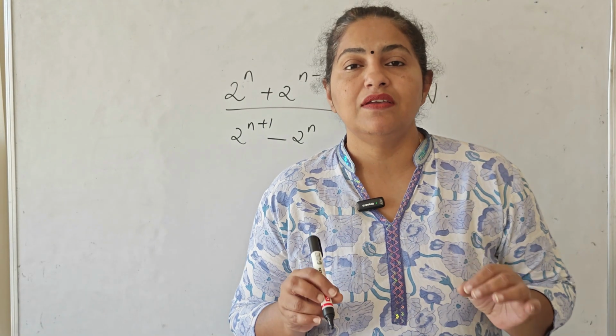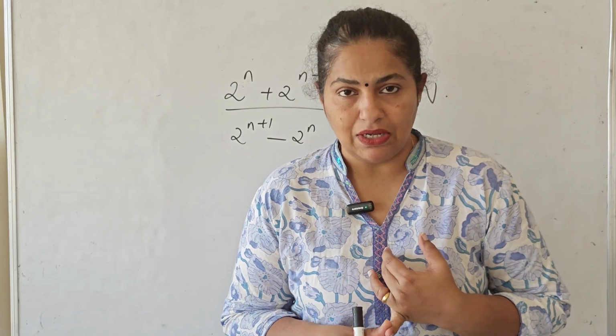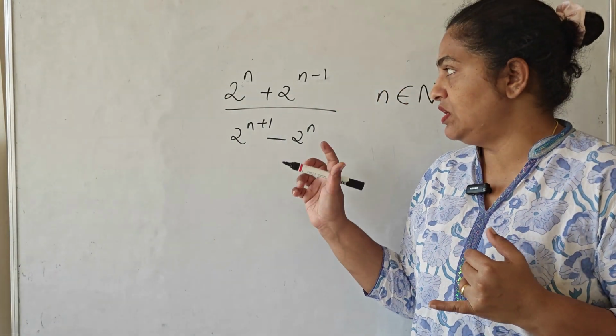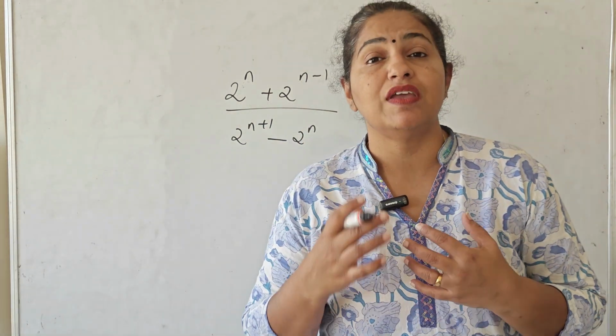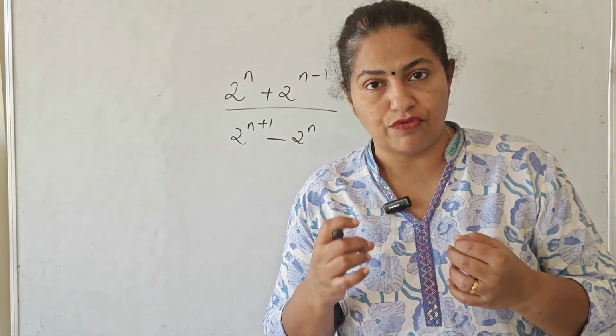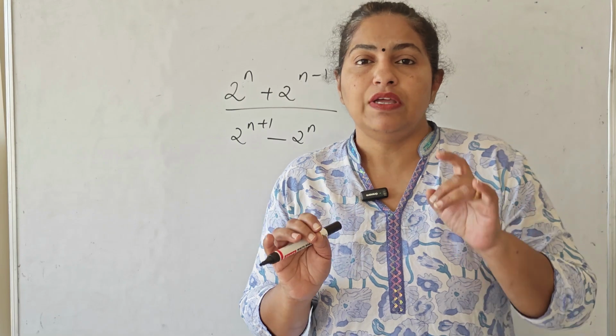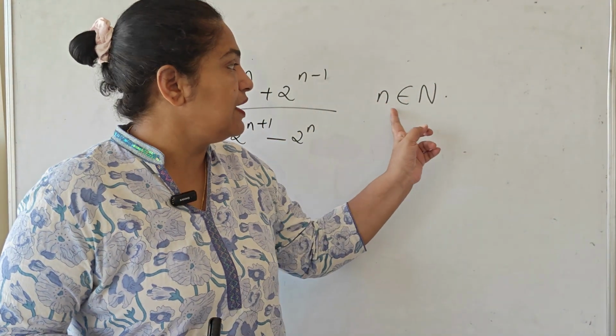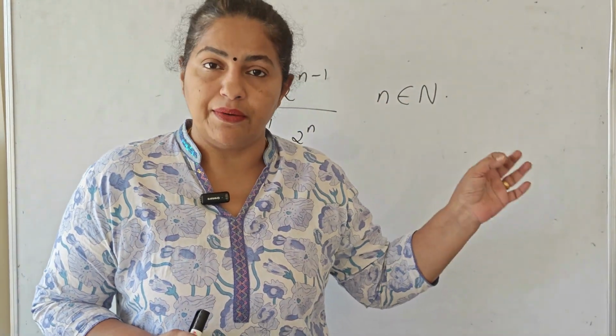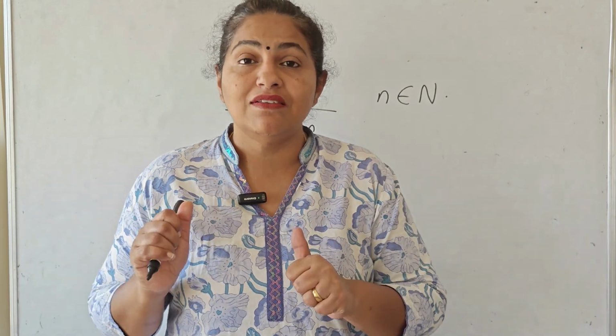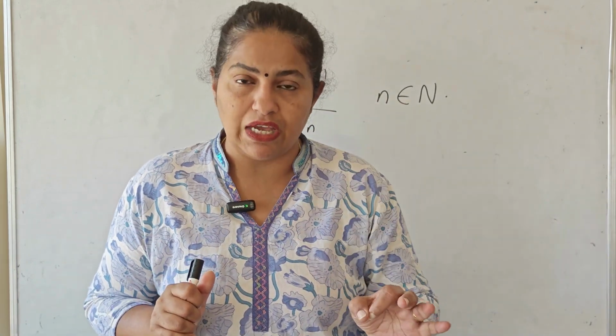Our third sum is based on evaluating a particular term, and this is a term that is given to us where 2 is raised to various powers expressed in terms of n. But the value of n is not given to us. It is only mentioned that n belongs to natural numbers. We need to evaluate this particular term or find a specific value.